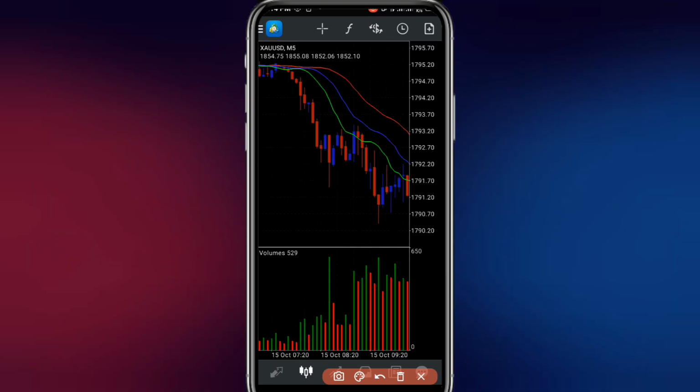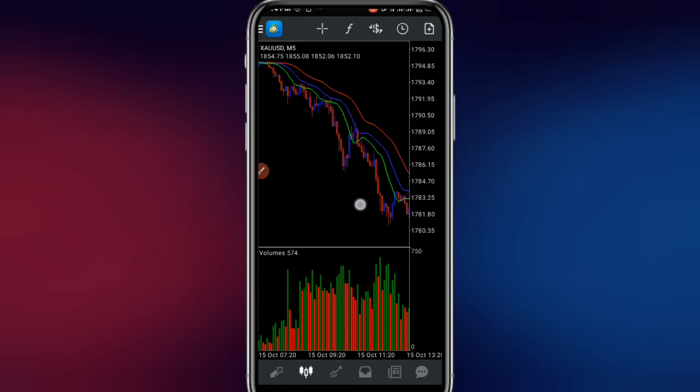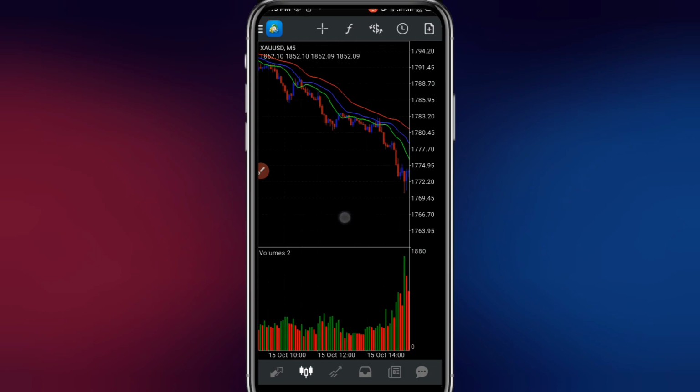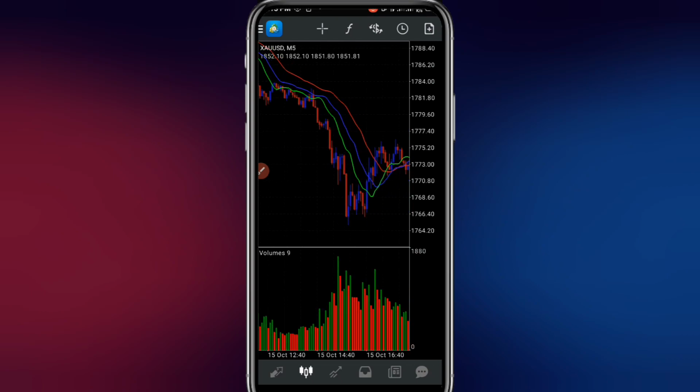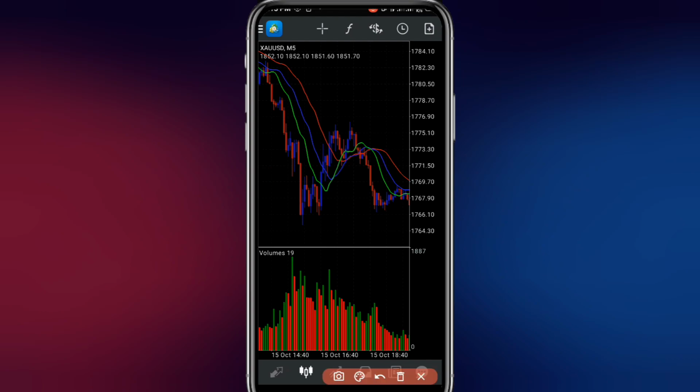At this point in the market, you can see the red moving average is above the blue and the green moving average. Whenever the red moving average is above the blue and the green moving average, we are expecting a sell in the market. And there you can see how price continued down, down, down, and right there at this point the green moving average goes above the red and the blue moving average.